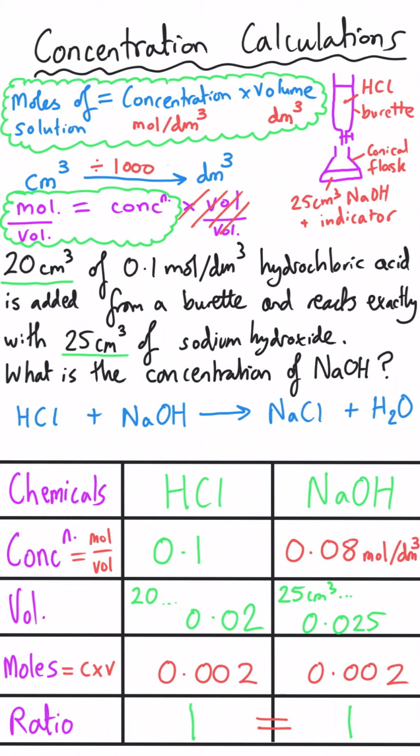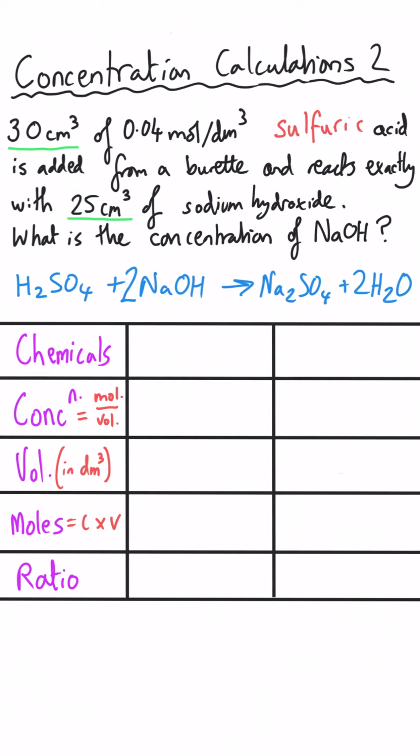It's often worth doing a check to see if the answer that you found is reasonable. Take a look at the volumes of hydrochloric acid and sodium hydroxide. The sodium hydroxide has got a larger volume than the hydrochloric acid has, even though the mole ratio is 1 to 1. And so that means that we would expect the sodium hydroxide to be more dilute than the hydrochloric acid. And indeed, 0.08 is smaller than 0.1. And so this seems like a reasonable answer to this calculation.